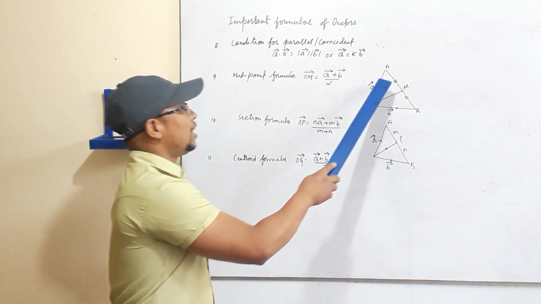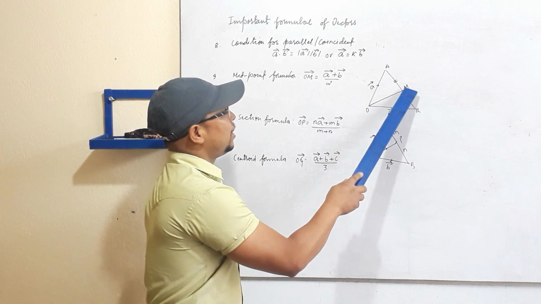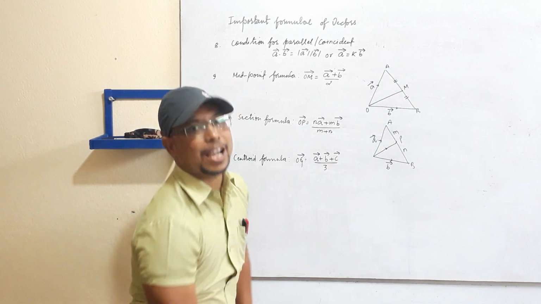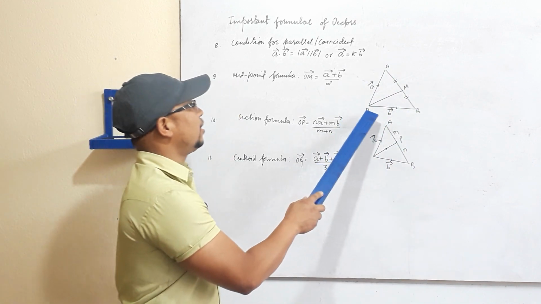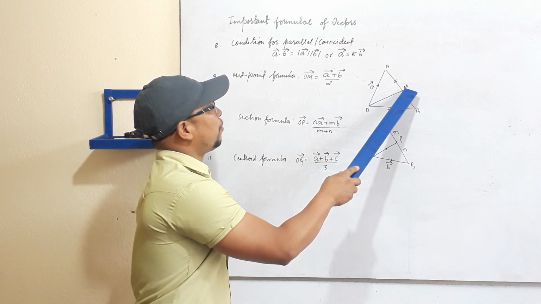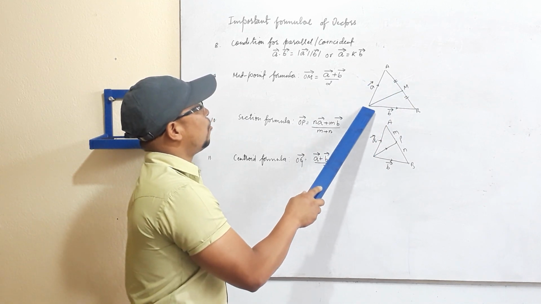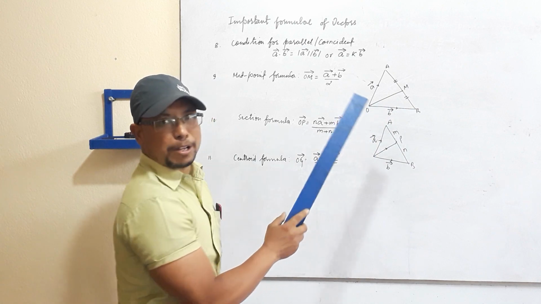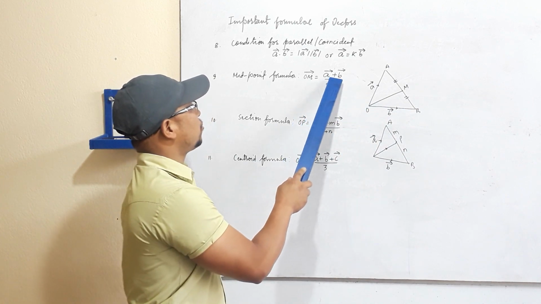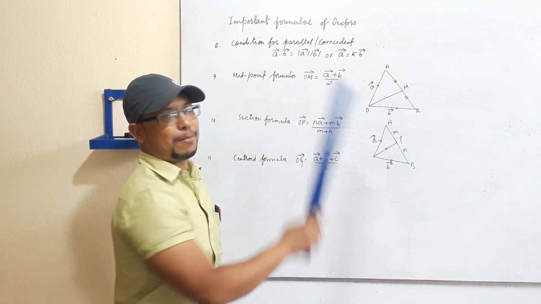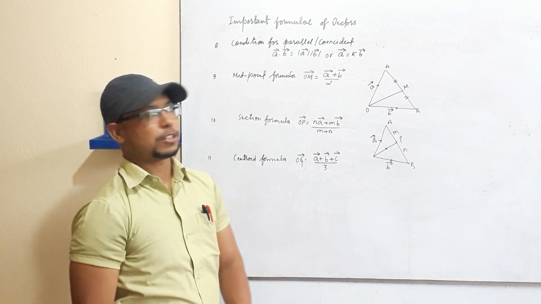Next is the midpoint formula. Let us suppose in this figure, if M is the midpoint of AB, then the position vector of M is (OA plus OB) divided by 2, we know. So this is vector OM equals vector A plus vector B divided by 2.